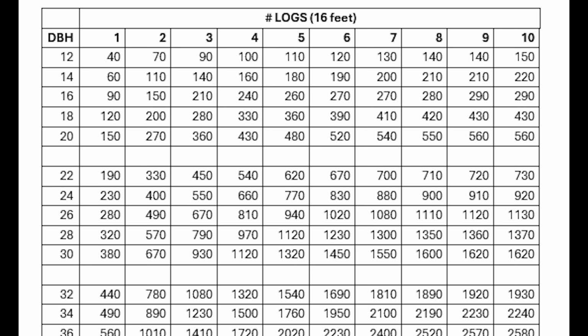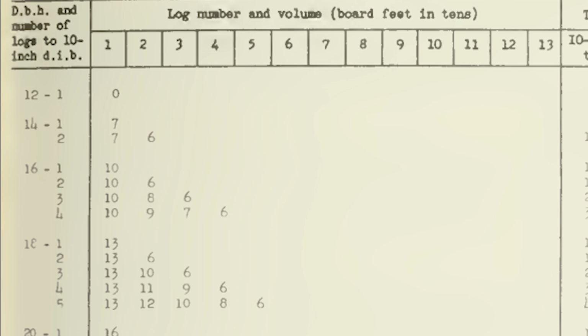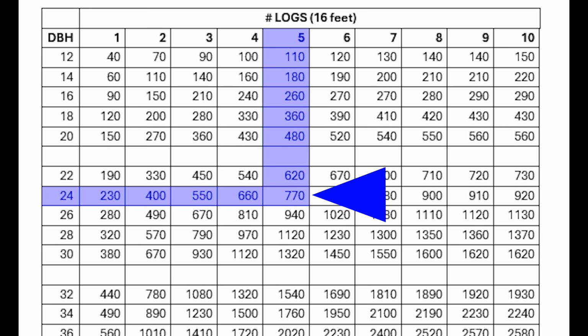The decimal C version rounds values to the nearest 10 to simplify the math, which is why every number on the table in front of us ends in 0. Older versions of the table often left off the 0 entirely, so instead of seeing 770, you'd see 77 and need to multiply by 10 yourself. Fortunately, this table shows the full numbers, so our final answer for this tree is 770 board feet.